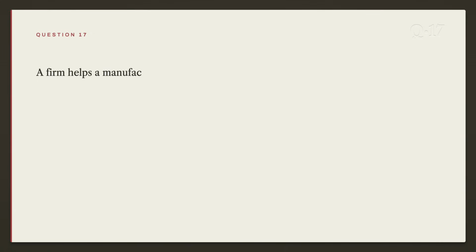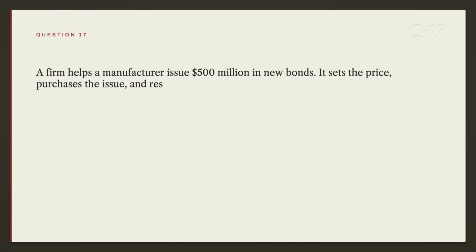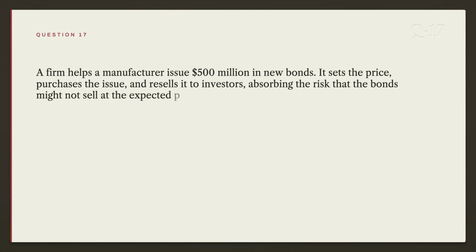Question 17. A firm helps a manufacturer issue 500 million in new bonds. It sets the price, purchases the issue, and resells it to investors, absorbing the risk that the bonds might not sell at the expected price. Which sector and activity does this represent?